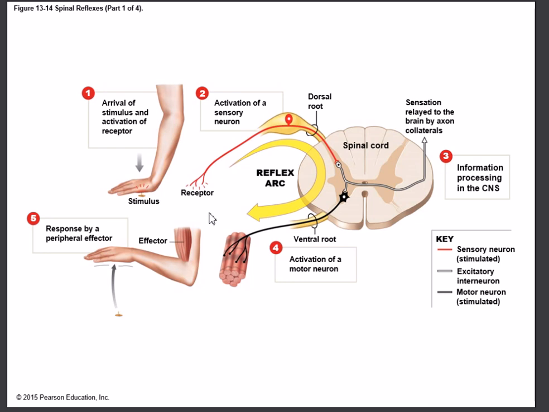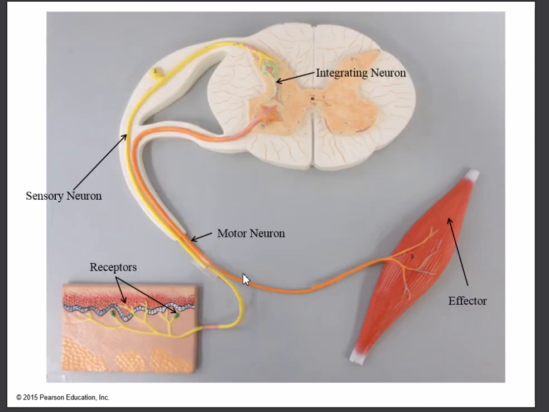So the 5 parts I need you to know are the receptor, number 1, the sensory neuron, number 2, the integrating neuron or the integrating center, number 3. The motor neuron is number 4. And then the part that's going to respond, the effector. If we have a good understanding of this diagram, then our model is going to be really, really easy.